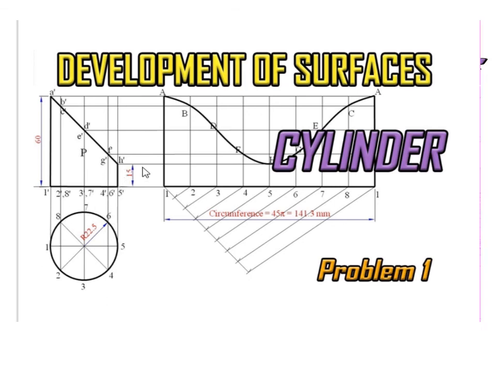Other lines you are seeing here are thin construction lines. Now, this is the development of this surface. When you fold this shape here, it will give you this shape. With this, you can practice other examples at home using your textbook.